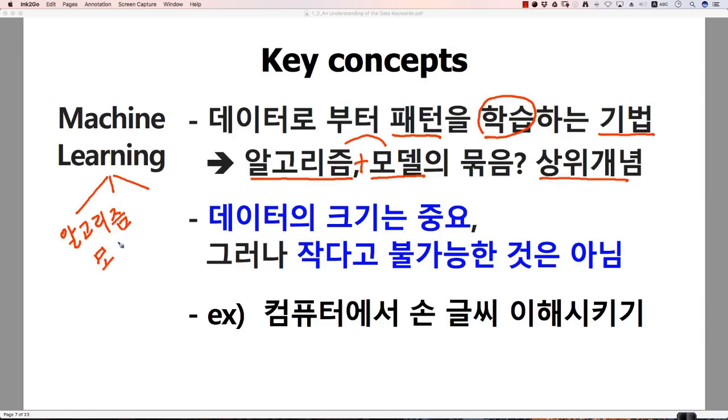Therefore, it's a method by which a computer learns, composed of these algorithms and models. However, in machine learning, the size of the data is not actually important. So the larger the size of the data, the greater the possibility of achieving better performance. However, having a small amount of data does not make machine learning itself impossible.